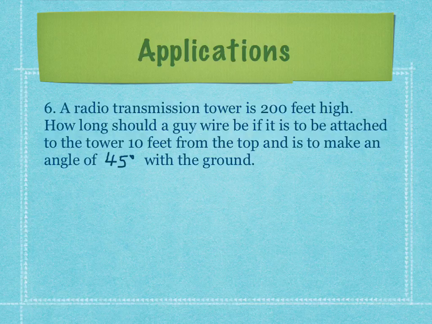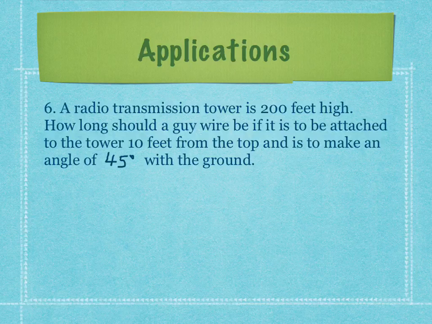All right, one more application. This is really a much more applied problem than the last one, but I was just trying to get our feet a little bit wet with the last one. A radio transmission tower is 200 feet high. How long should a guy wire be if it is to be attached to the tower 10 feet from the top and is to make a 45-degree angle with the ground?